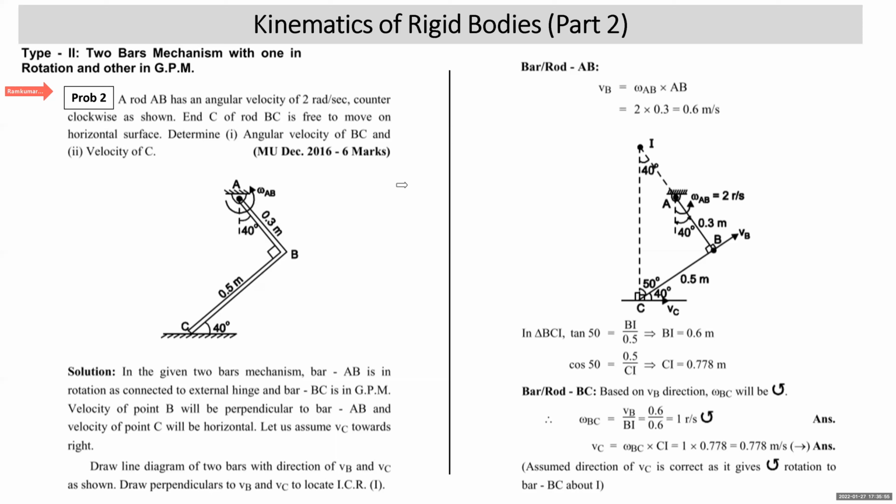Right? We start, we draw the line diagram. You can see that I've shown A. This is the line diagram for bar AB. All right, omega AB is anti-clockwise 2 radian per second. This angle is 40 degree given to you. Length of the bar AB is 0.3 meter.